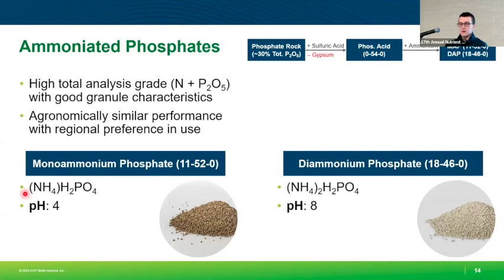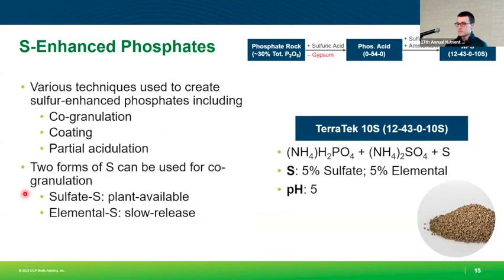The ammoniated phosphates, in addition to the production characteristics, why they might be more favorable to fertilizer companies, also have a high total analysis grade in the combination of nitrogen and P2O5, which makes them preferred. And they're going to have agronomically similar performance across the single ammonium and the diammonium version. There are some differences. We'll talk about that, especially as you think about high pH soils and making sure your P2O5 is available. But for the most part, you're going to have similar agronomic performance. The difference just being the ratio of nitrogen to P2O5 in the fertilizer.